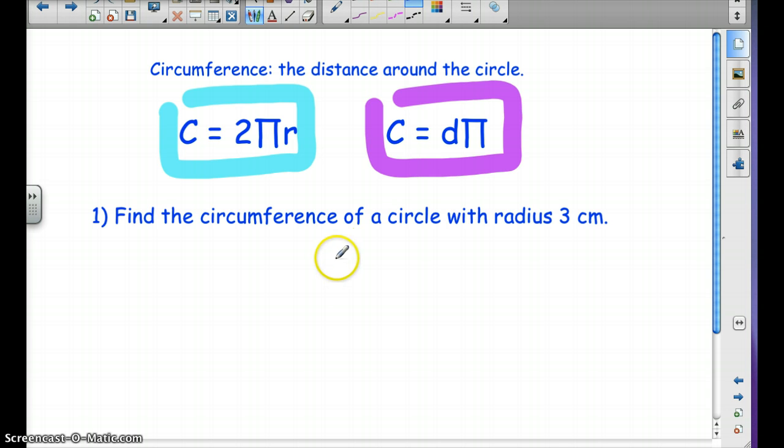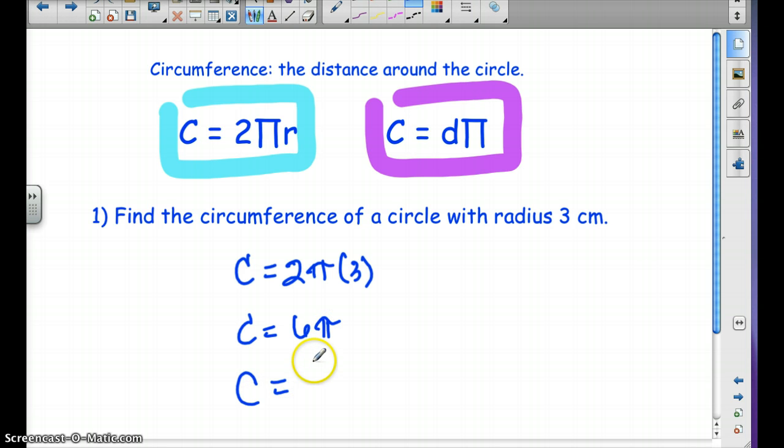So let's find the circumference of a circle with a radius 3. So C equals, I'm going to use this one here because we have a radius, 2 pi times 3. Well, I'm going to go ahead and put my numbers together, 2 and 3, and that'll be 6 pi. And you should have a pi button on your calculator. If you do not, you can use 3.14, but your answer should be 18.84, and we have to remember our label, centimeters. So that's the circumference of the circle.